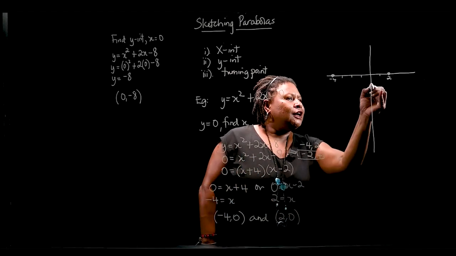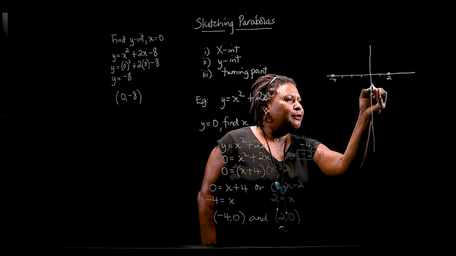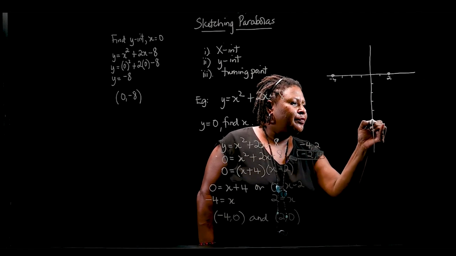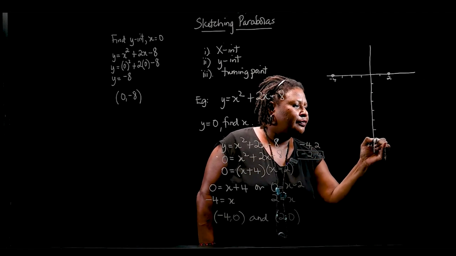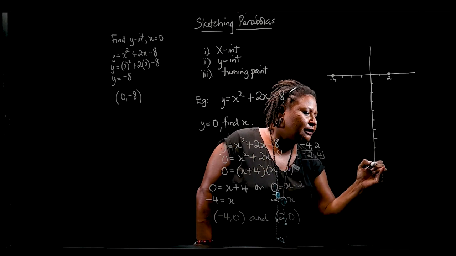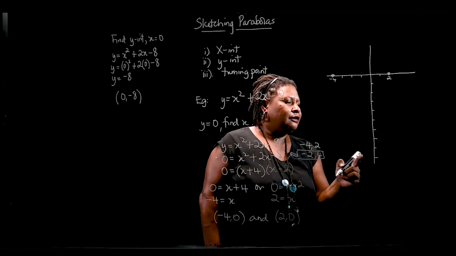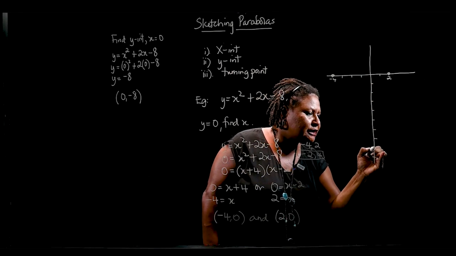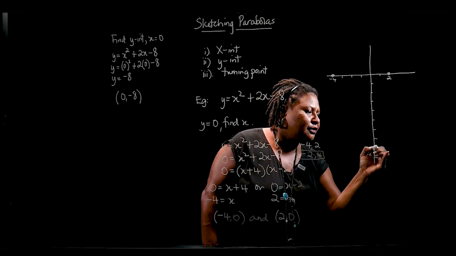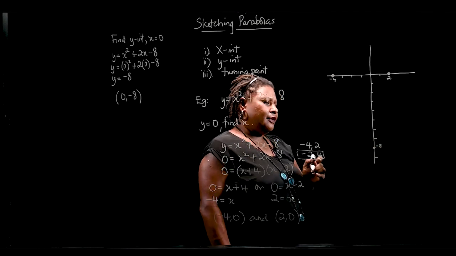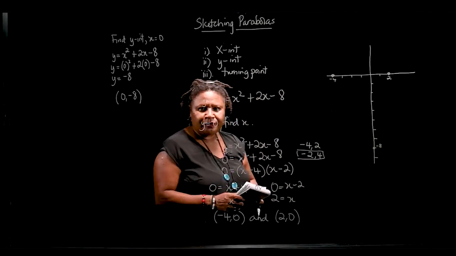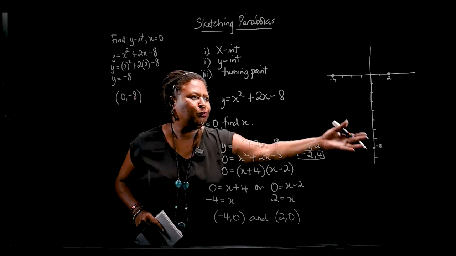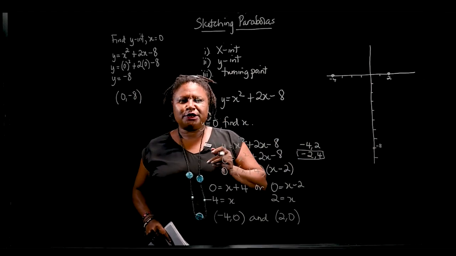All right, now what about our y-intercept? Where does it lie? Let's see. 8 is here, so x is 0 and y is negative 8. Okay, so you find your x-intercepts, your y-intercept. We plotted it onto our Cartesian plane.